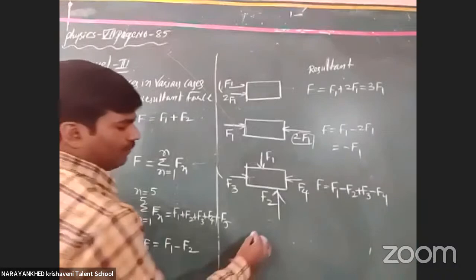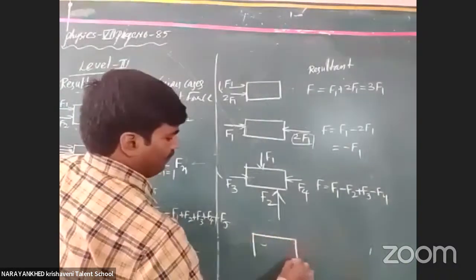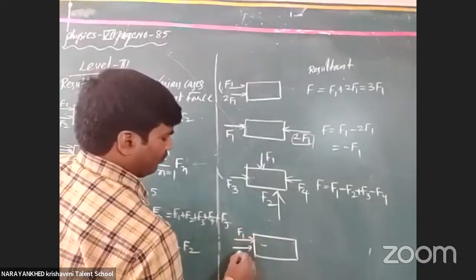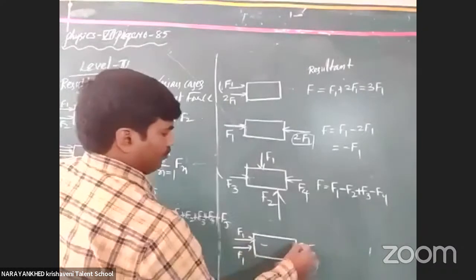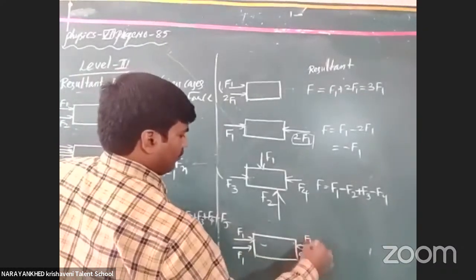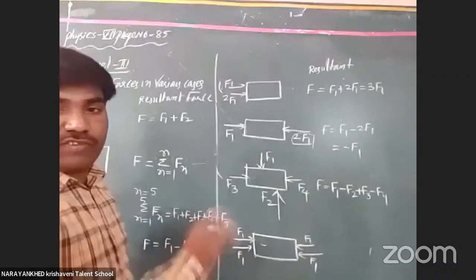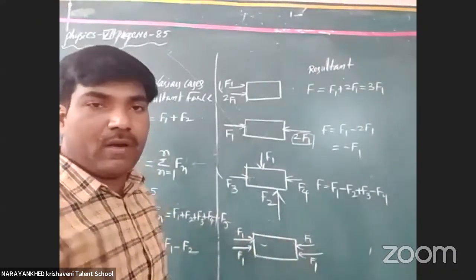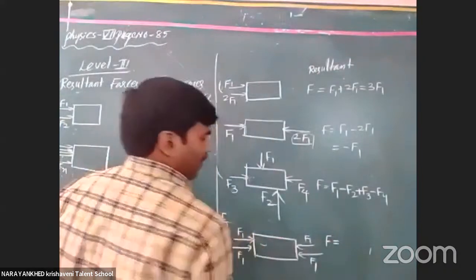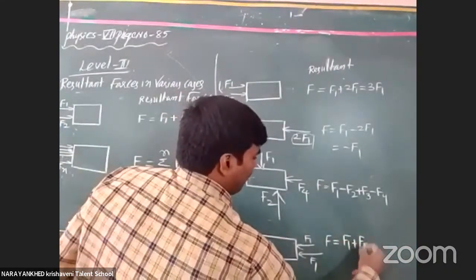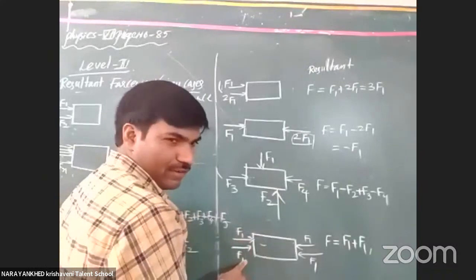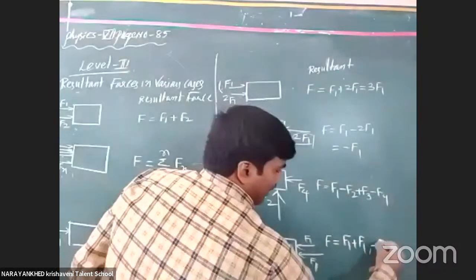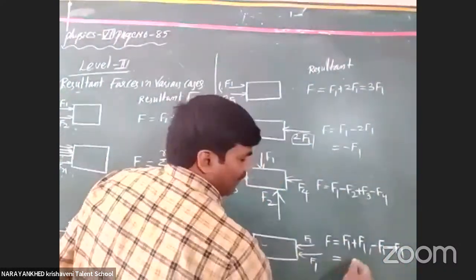Now I am taking one more case here. Suppose the value is the same, F1 and F1 only. What is the resultant? F1 plus F1. When both are in the same direction, you add them. Next, minus F1 minus F1. What does it become? Zero.